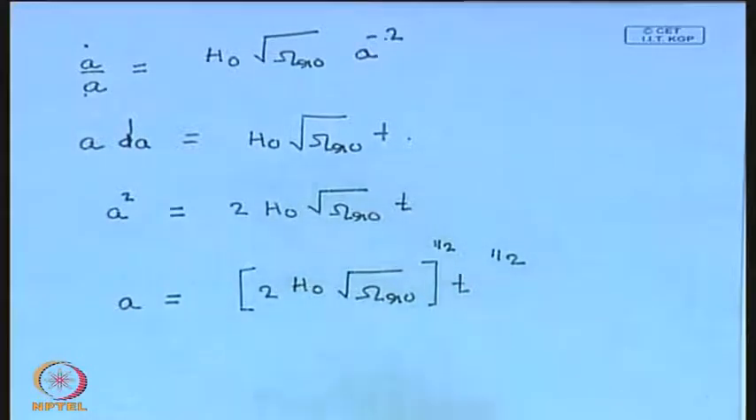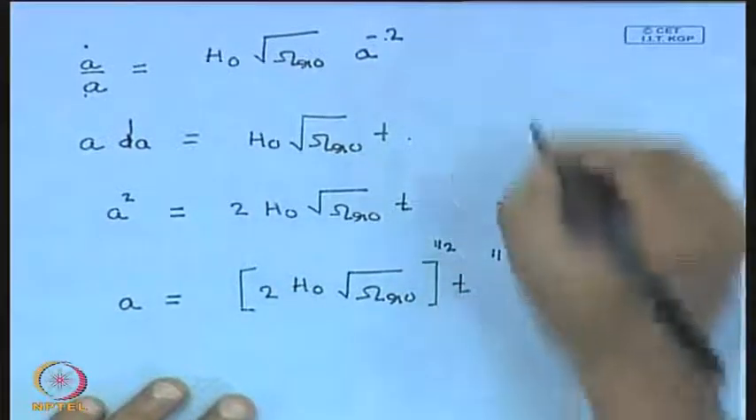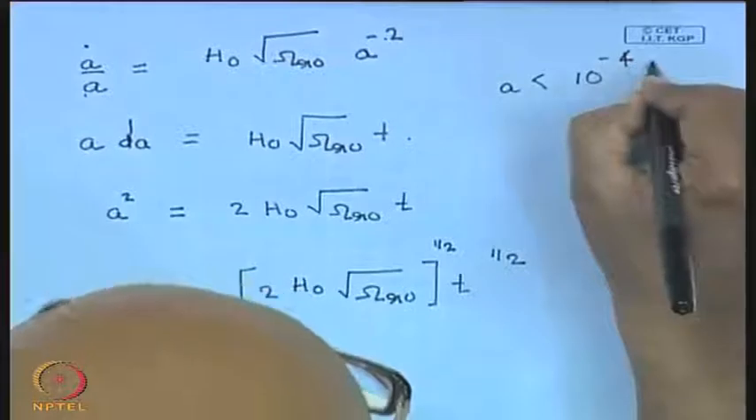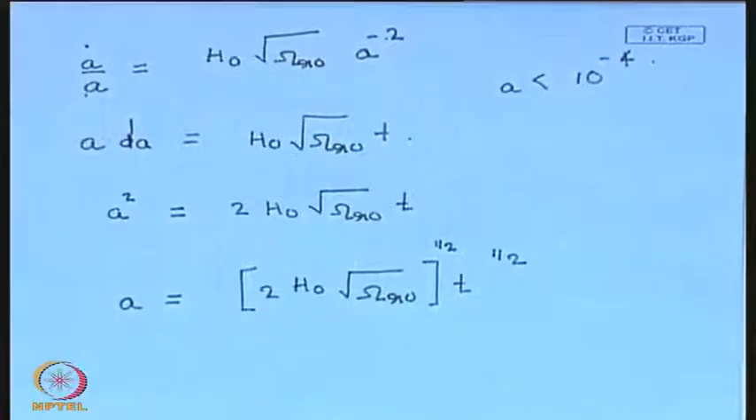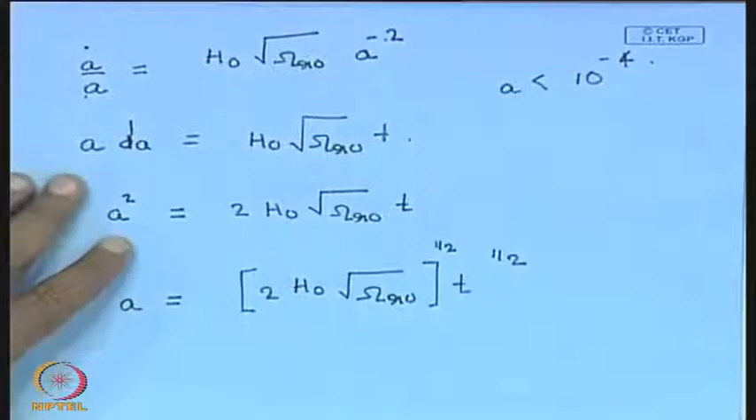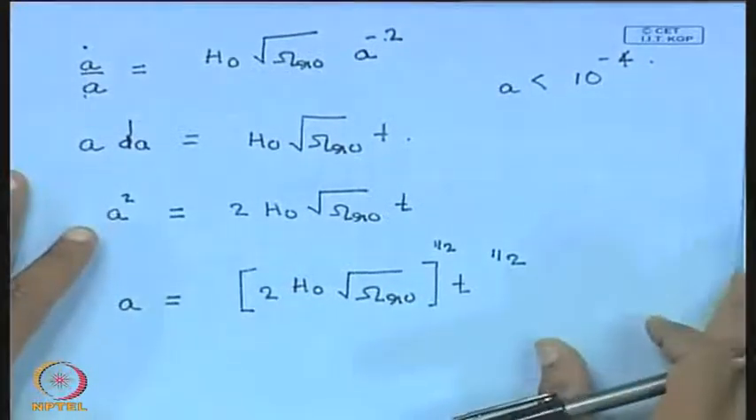So, at a redshift of more than around 10,000, or a scale factor of less than 10 to the power minus 4 somewhere over there, this is the evolution of the universe. Okay, this is how it evolves. And we also know that the temperature and the scale factor are inversely related, so we can straight away relate this to the temperature. So, the temperature and the age are also related.